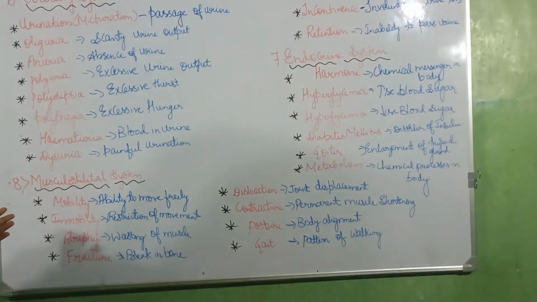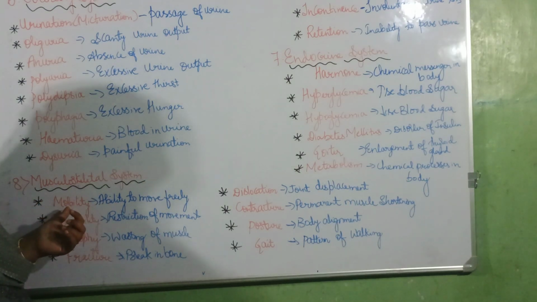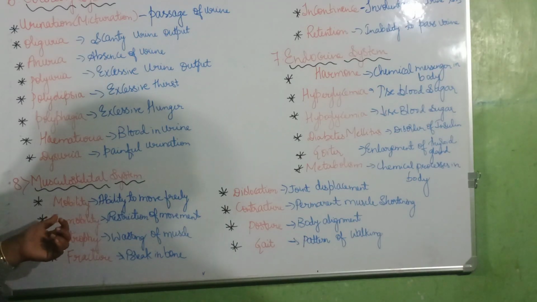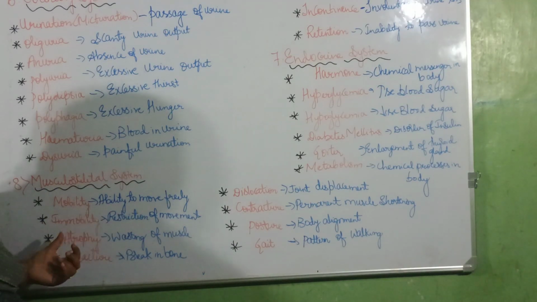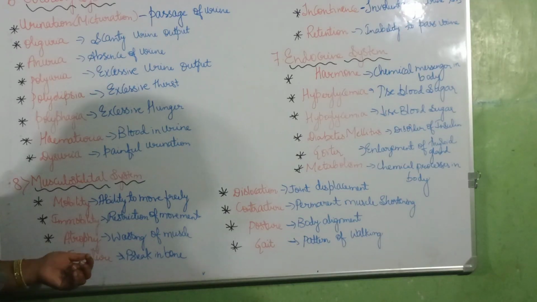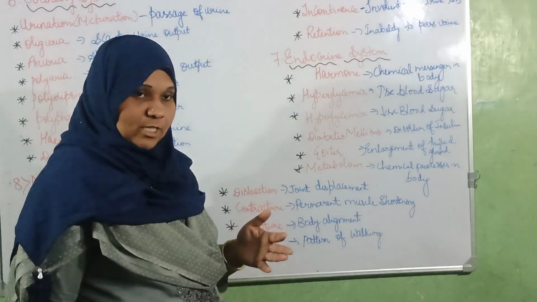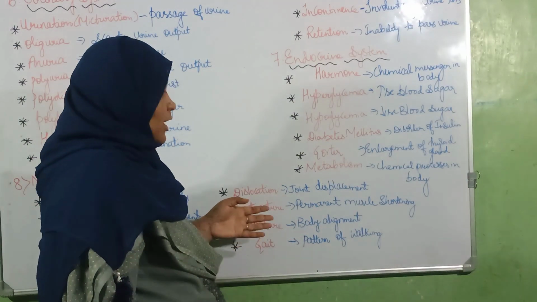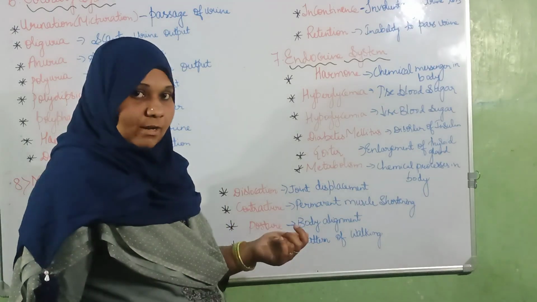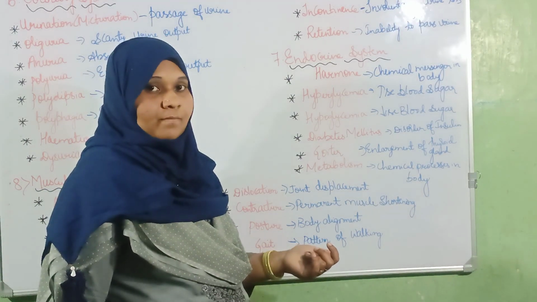So next system is the musculoskeletal system. In this, mobility. What is mobility? That is the ability to move freely. Immobility, that is restriction of movement. Atrophy, that is wasting of muscle. Fracture, that is a break in the bone. Dislocation. Dislocation is nothing but joint displacement. Contracture, that is permanent muscle shortening. Posture, that is body alignment. Gait. What is gait? That is the pattern of walking.